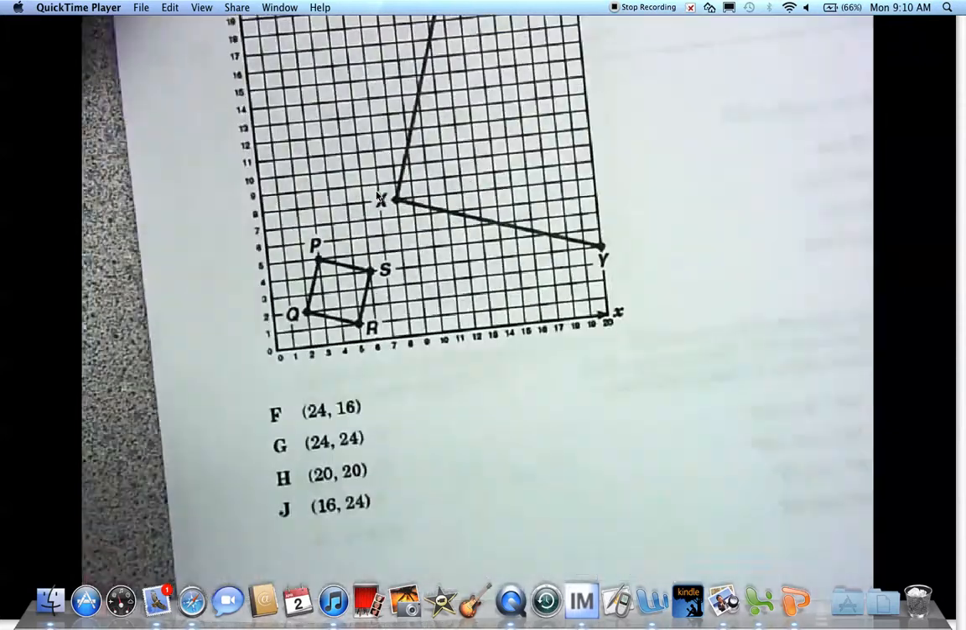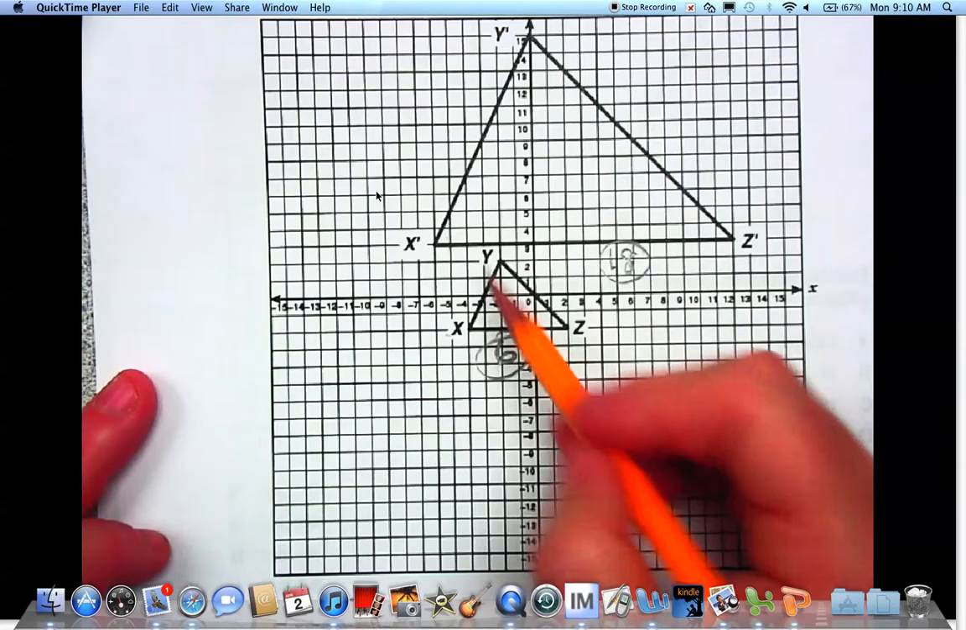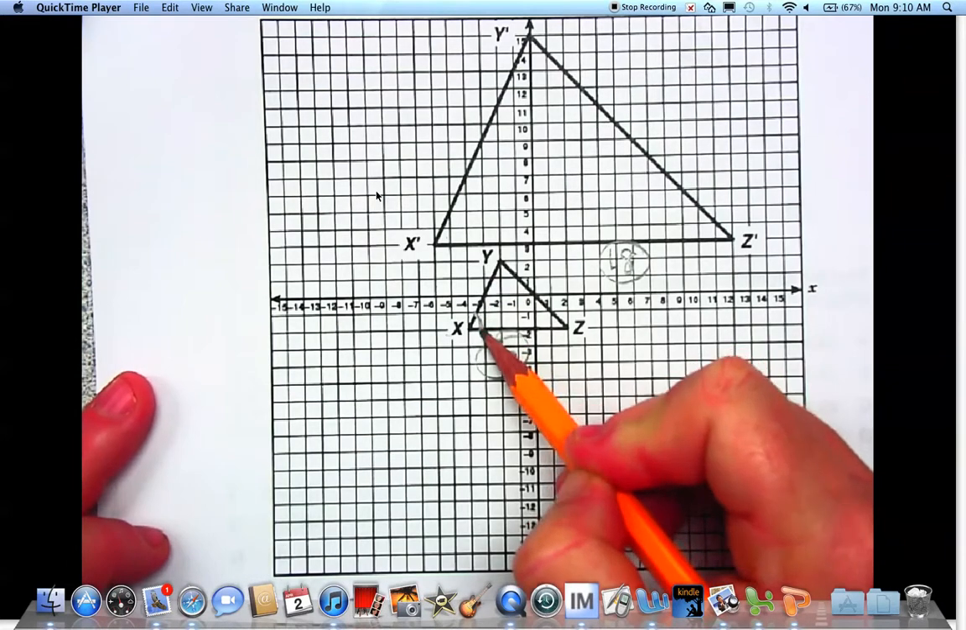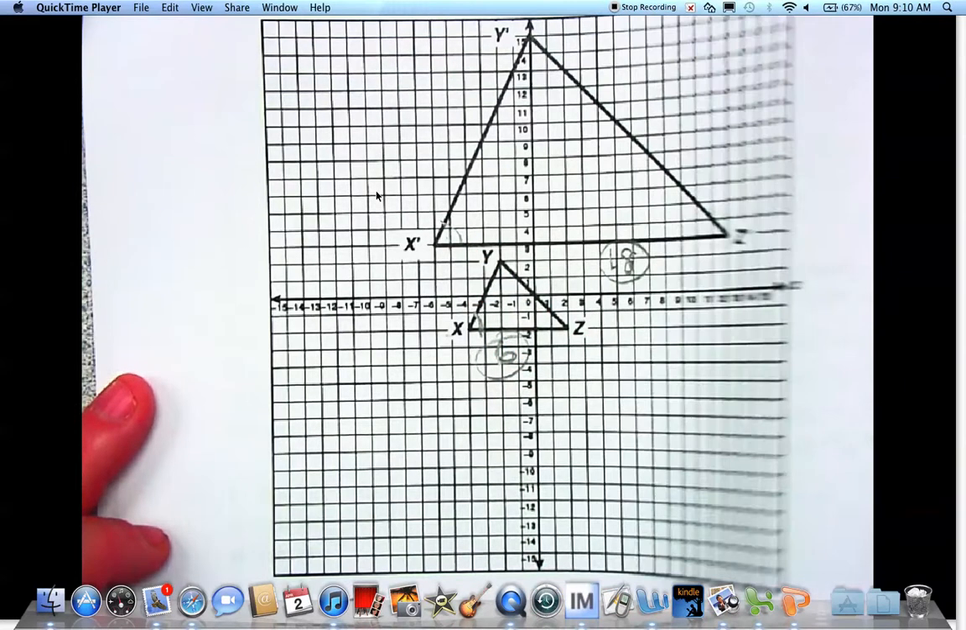Wait, why is it not N? Because the angles don't increase; they stay the same. Like this angle at X is the same angle at X prime. They're the same size.